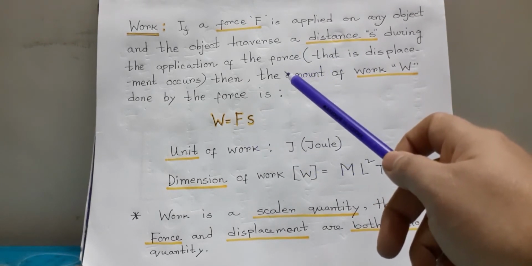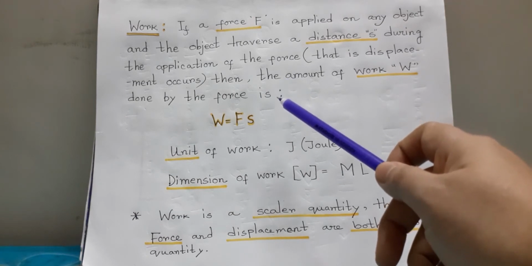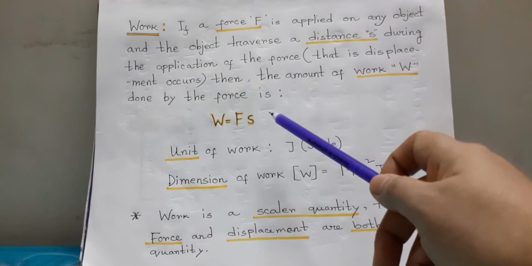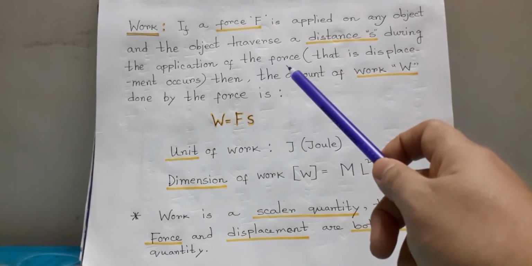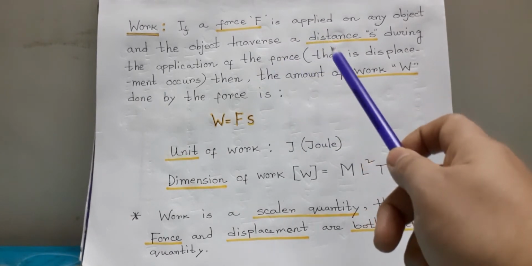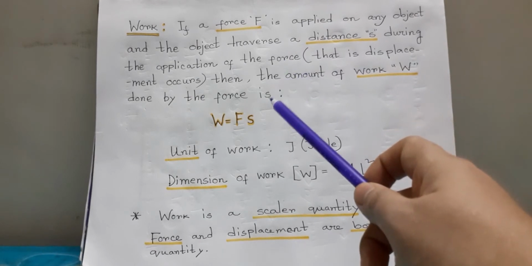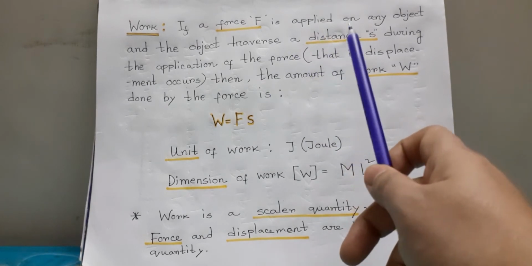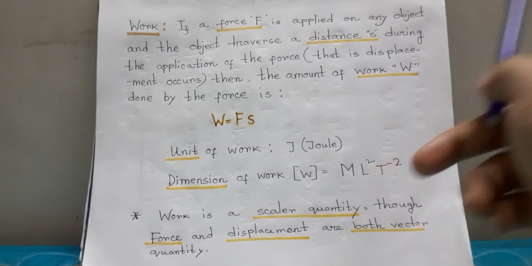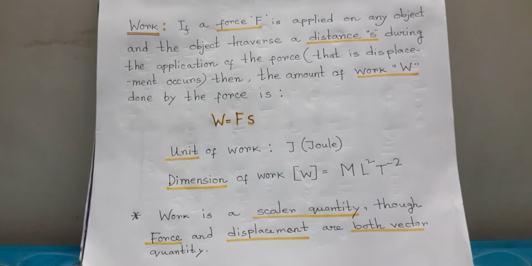In addition, I want to say that work is of two types. One is positive work and the other is negative work. Work done by the force is known as positive work. And negative work is when work is done due to the application of force, but the energy is taken off from the object. Again, giving energy to the object is positive work and taking away energy from the object is known as negative work.